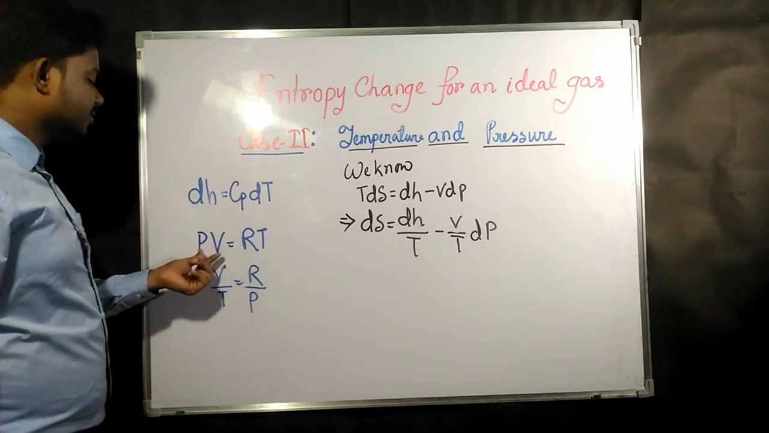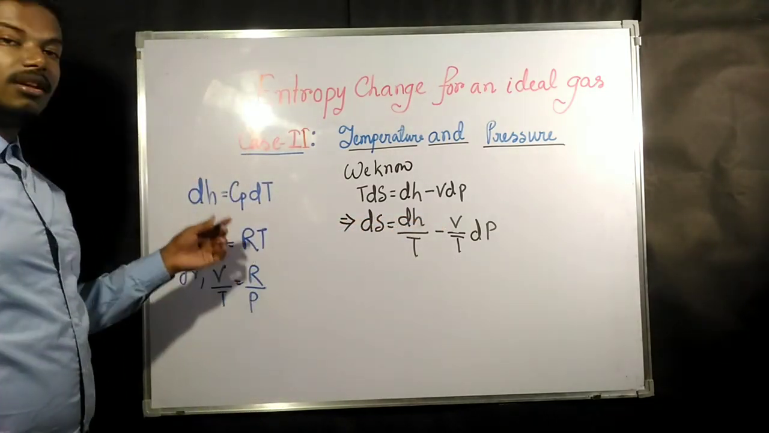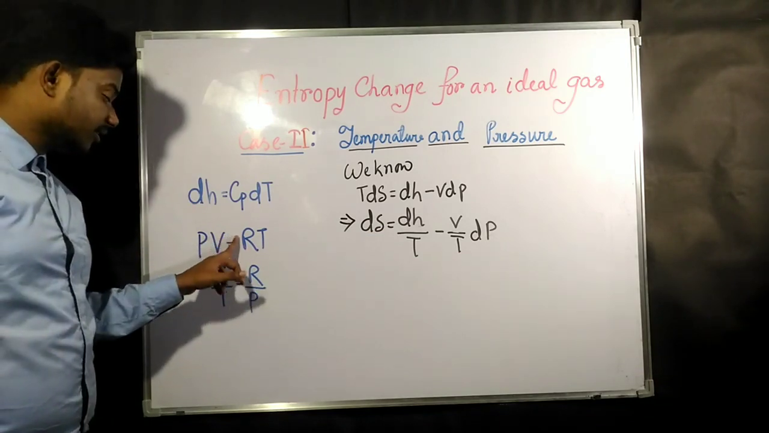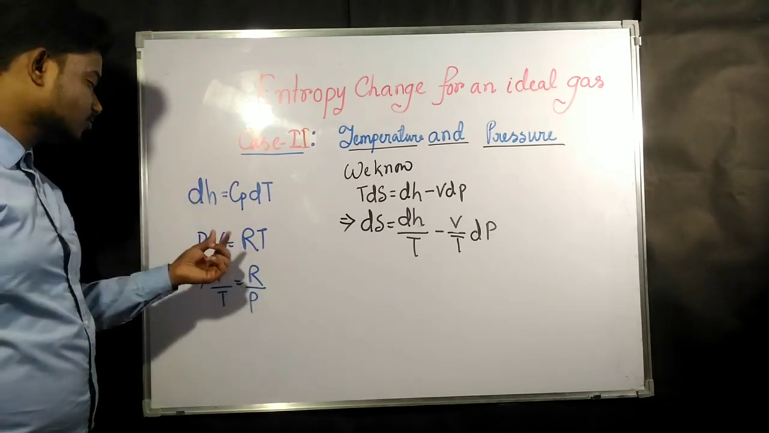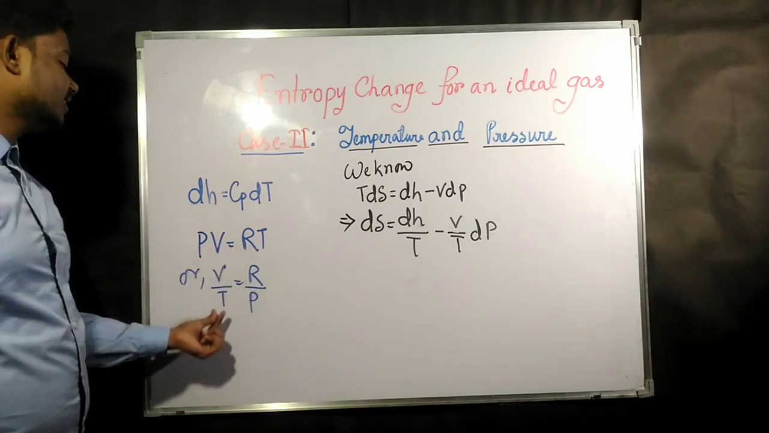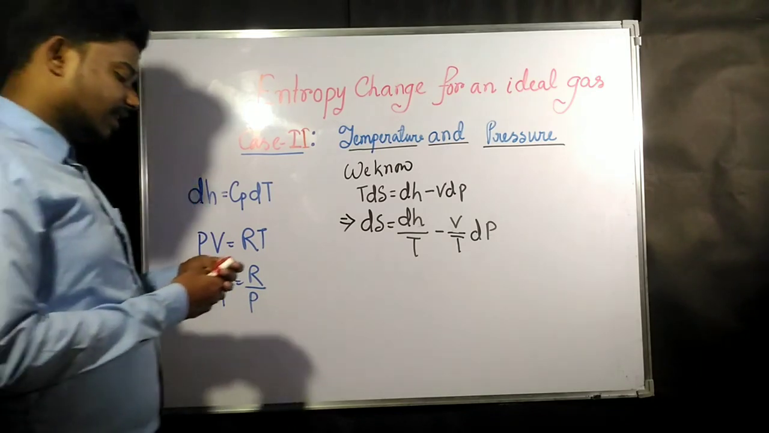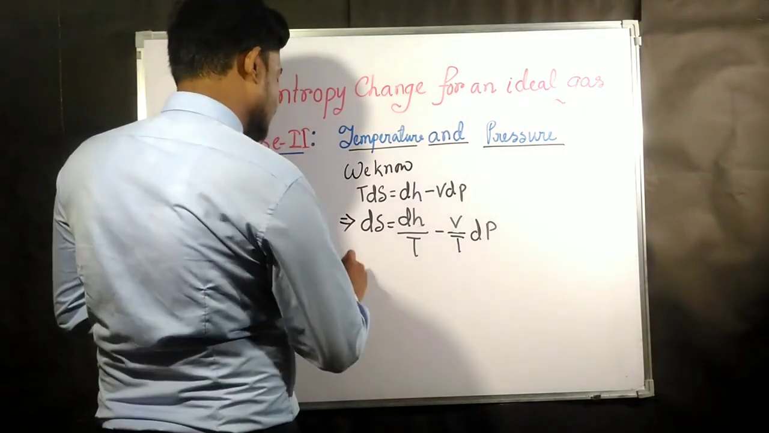Again here, V by T is given. So from the equation PV equals RT, having unit mass, that is mass equal to 1, we are finding out V by T. V by T is going to be R by P. Now everything is going to be similar to the previous one.